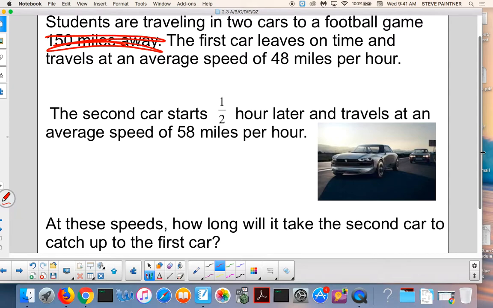Two dogs, you and your friend. Now we're what? 2 cars. It's always the same. 2 of something. 2 cars. Students are traveling in 2 cars to a football game. Okay, got a picture in your head?